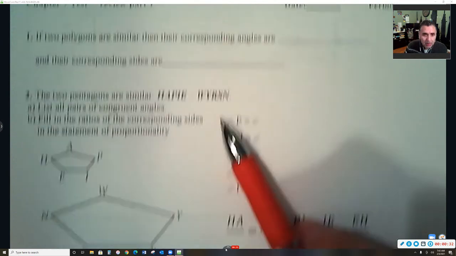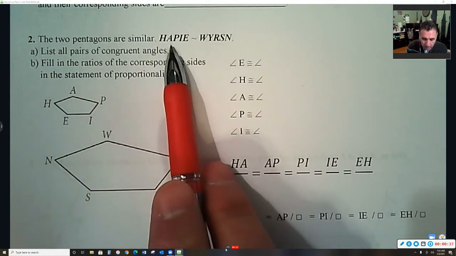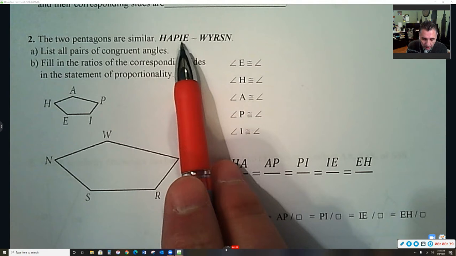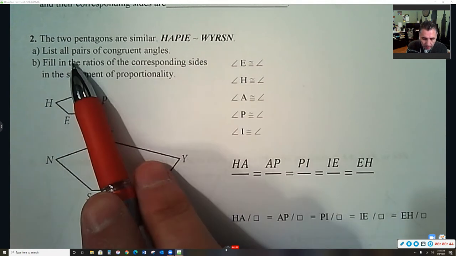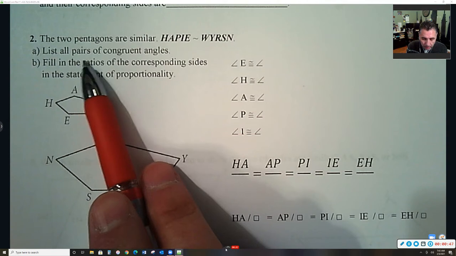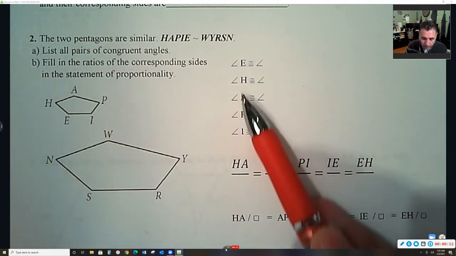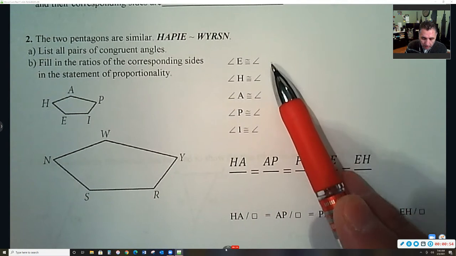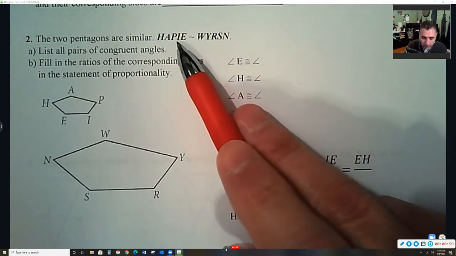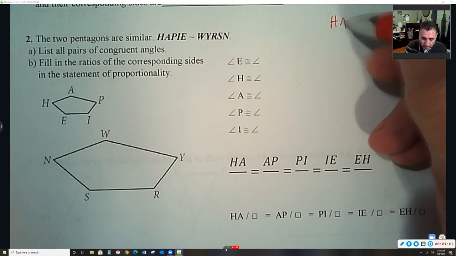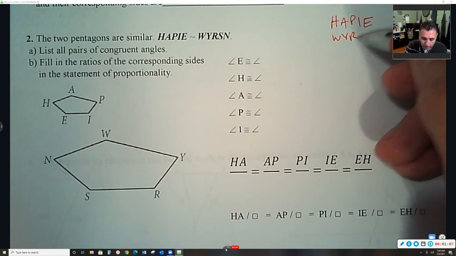And if you look at number two, it says the two pentagons are similar, and then here's the names HAPIE and WYRSN, and then you're gonna have to do two things on the test. It's to list all pairs of congruent angles. So like one of them will be listed, and you pretty much have to match up. Just put the angles that match up with the first pair.